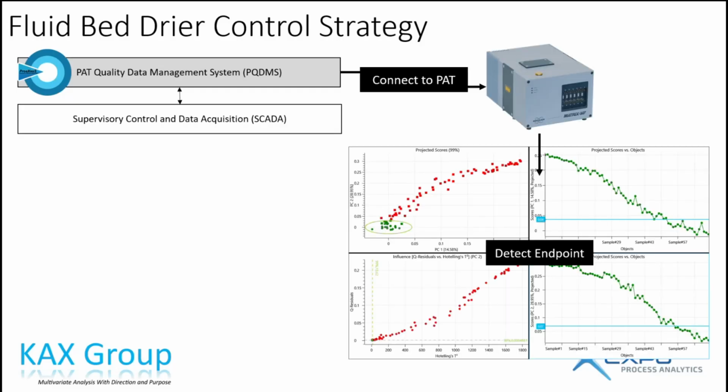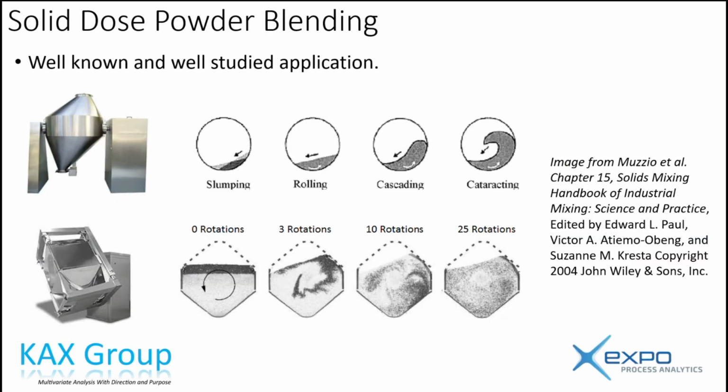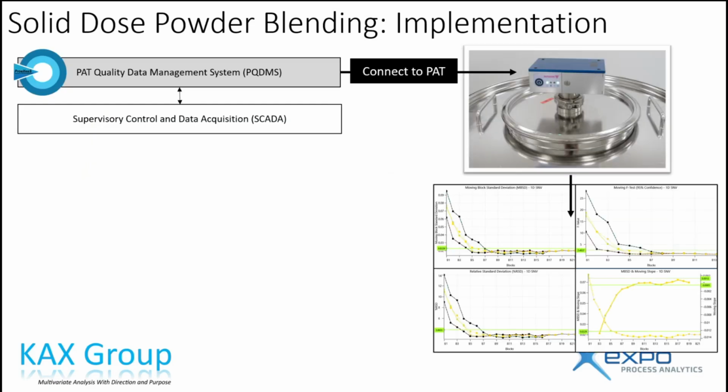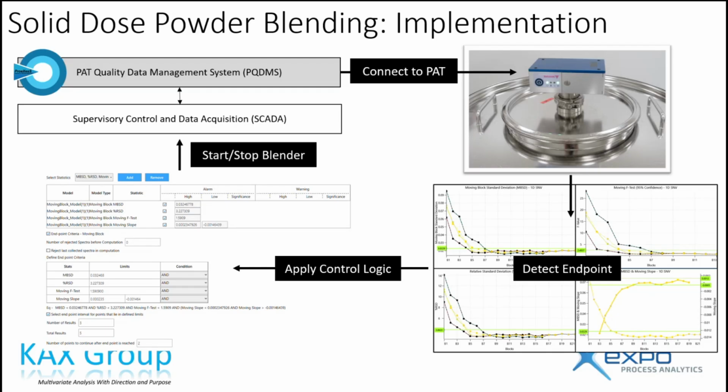So overall, that was the control strategy. Connect up to your management system. I've put this in here just to show you an example. Do your modeling, put the logics back to a PLC, stop the system. Same thing with powder blending. Connect up the PAT, work out where the endpoint is, send the results back to a control algorithm, stop the process.